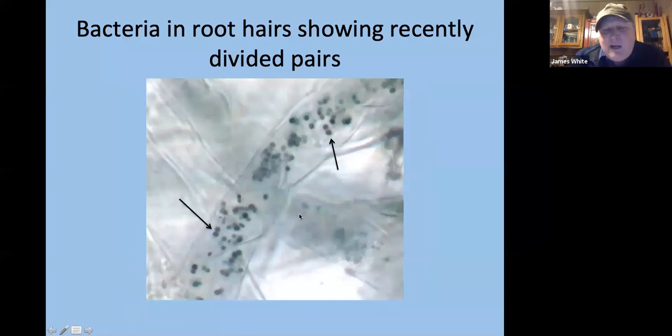Now, actually, these microbes are not in the root cell itself, but instead they're on the surface of the root cell plasma membrane. So they're stuck out there on that plasma membrane, but they're underneath the cell wall of that hair.